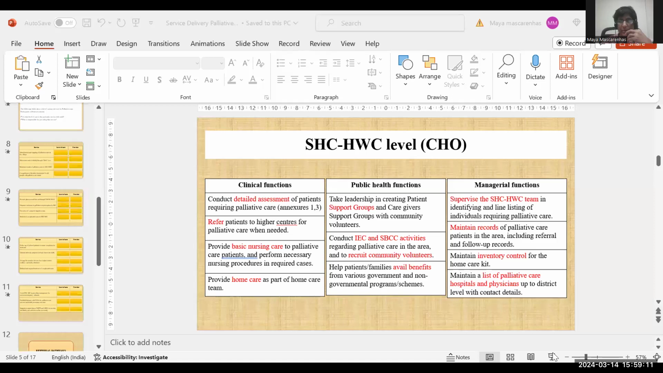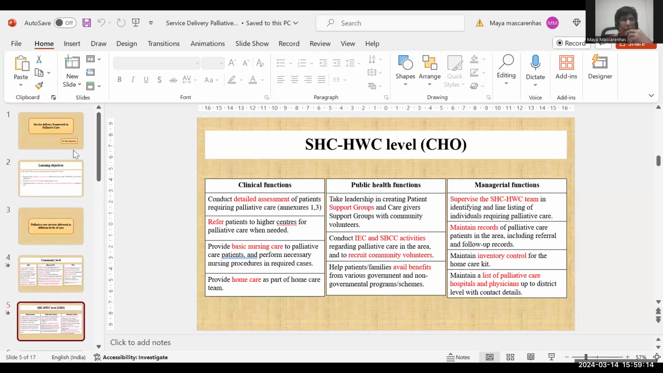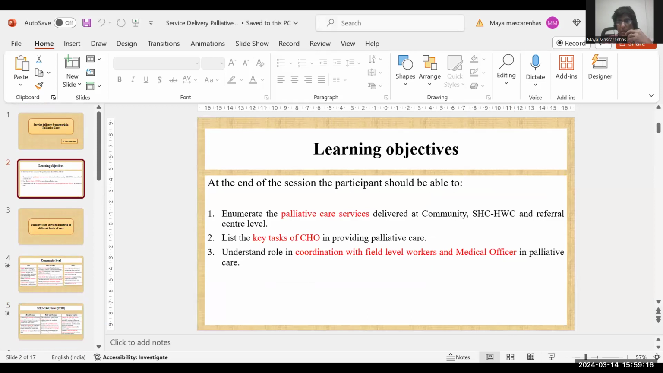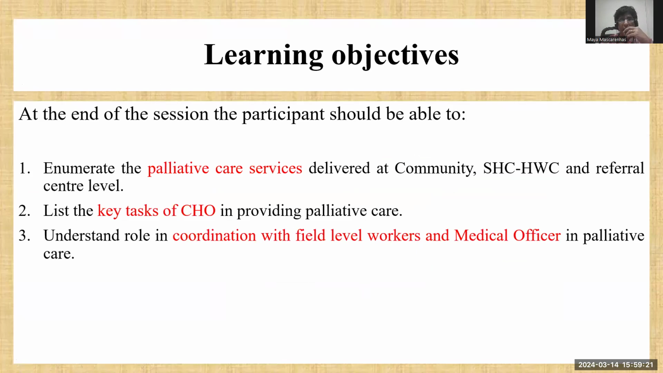Okay. So now I will just share the actual presentation for today, which was about service delivery. Okay. So what are we going to learn in this session? Mainly, we're going to look at what the palliative care services are at the community level. Community means in the field, at the sub-center where the CHO is sitting, and the referral center. And what is the CHO's job for this? And how they have to coordinate with the field at the bottom and doctors, medical officers and CHC people at the top.